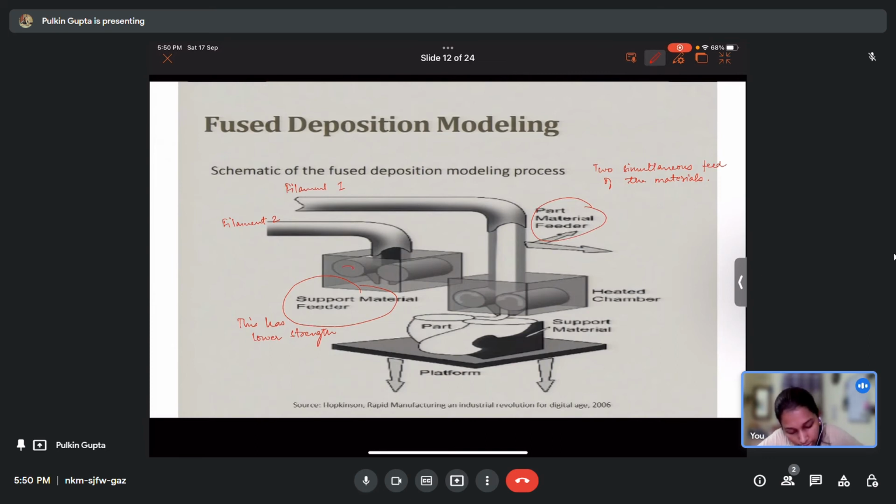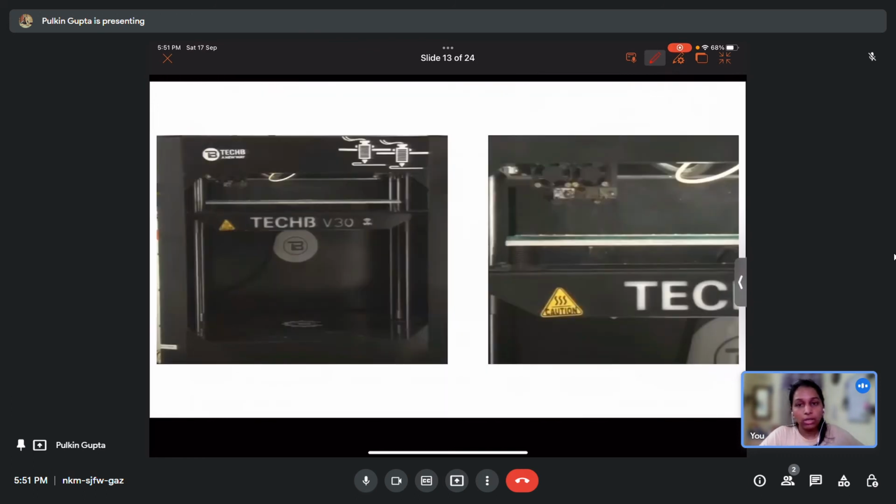Then there are these pinch feed rollers, and their individual heating chambers. This is also a heated chamber, and this is a heated chamber for the part material. And then, as per the CAD geometry, the part material and the support material are fed towards this platform, and this part is built. As you see, this white part is your main part and this black section is your support material. Then we saw some actual 3D printers and their functioning. This was part of a laboratory demonstration for fused deposition modeling.